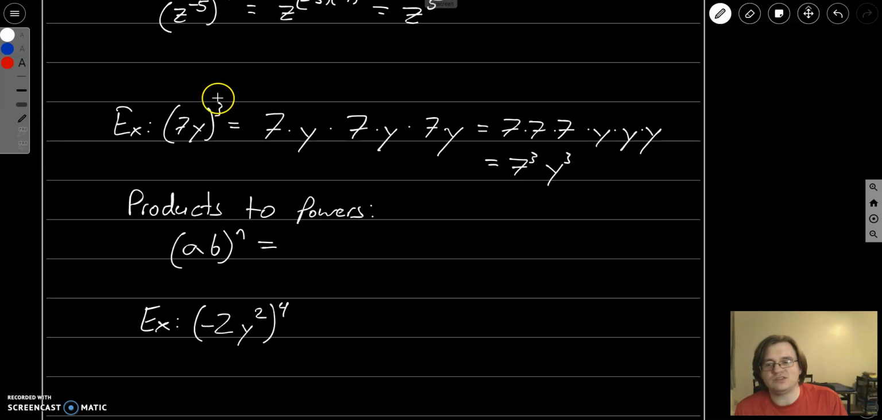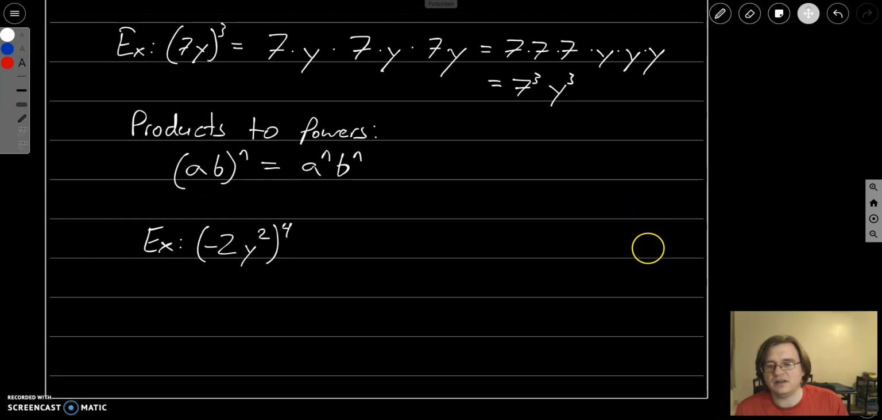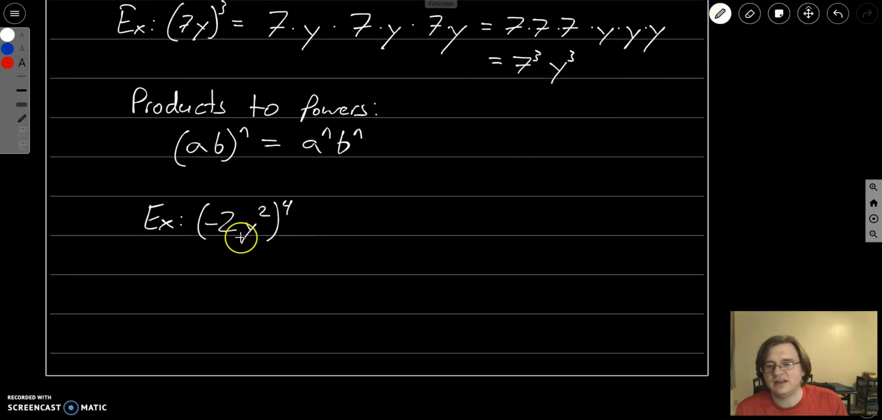So what you'll notice is that you can distribute the 3 across multiplication. So in general, if I take a times b to the nth power, this is going to be the same thing as a to the nth power times b to the nth power. So again, I can apply this here. This is going to be the same thing. So I have negative 2 times y squared, and all of that to the 4th power. This is going to be the same thing as negative 2 to the 4th power times y squared to the 4th power. And then again, we can use our product rule.